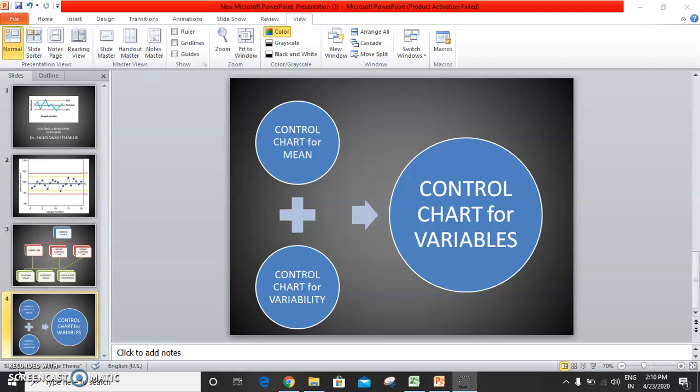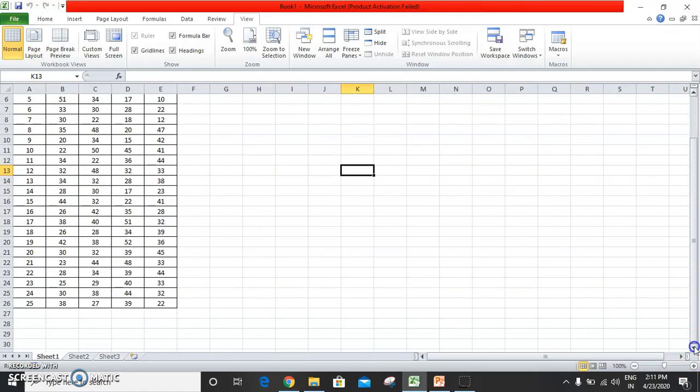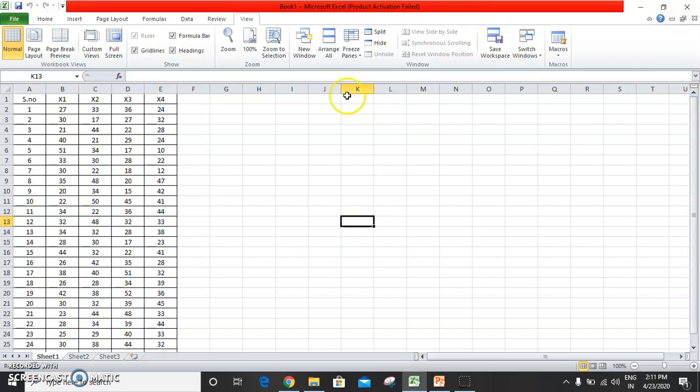To understand the control chart for mean, that is the X-bar chart, and how to prepare the X-bar chart in an Excel sheet, we will explore with the help of an example. So here in the Excel sheet, I have taken an example in which we have 4 observations, x1, x2, x3 and x4, for 25 samples. So here we can say the k value is 25 and the n number of observations we have is 4.